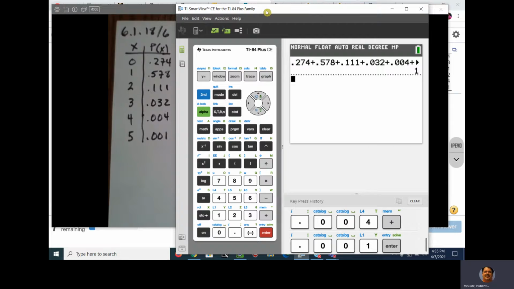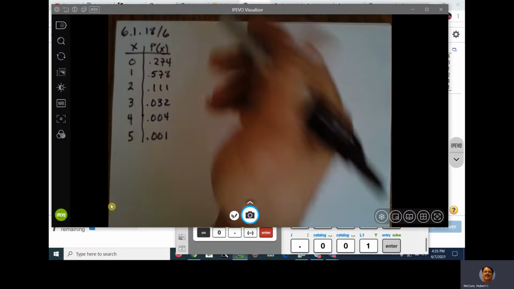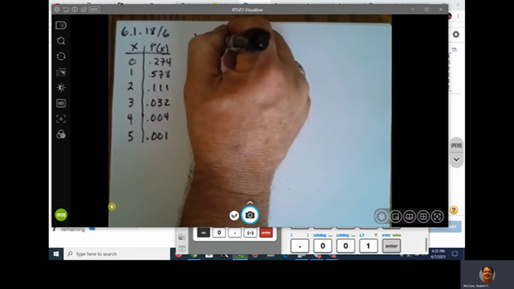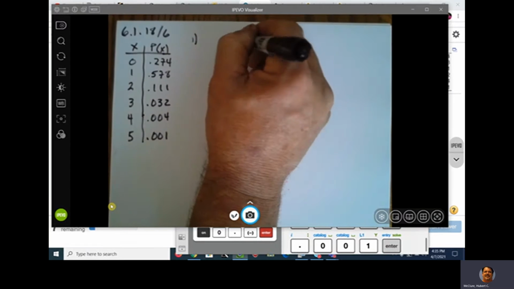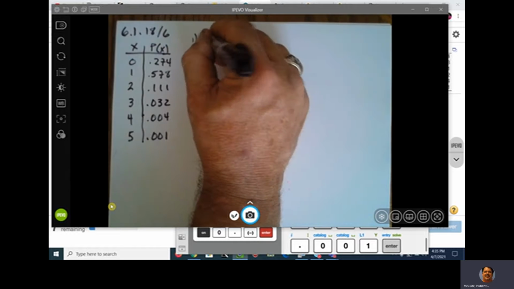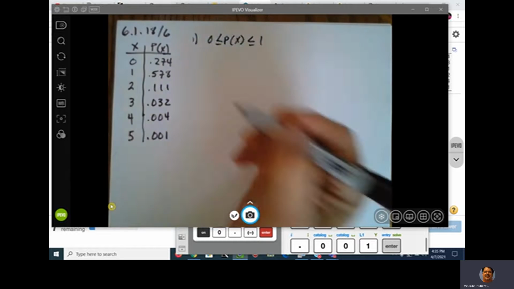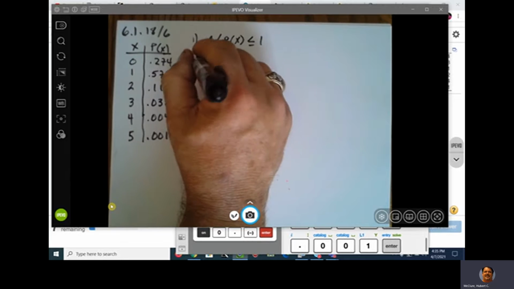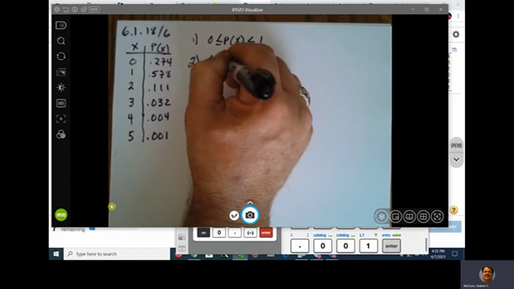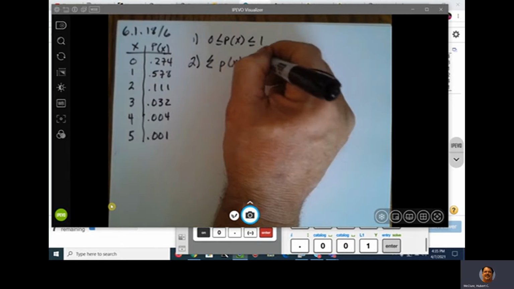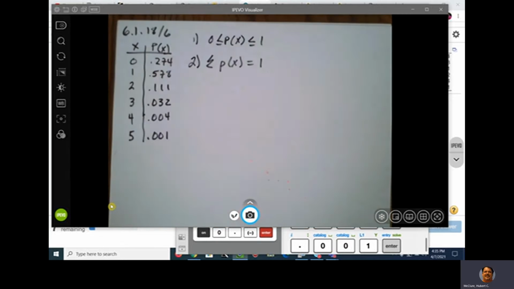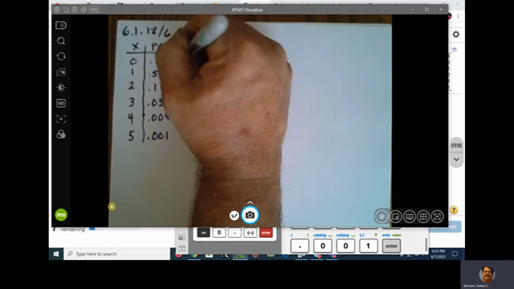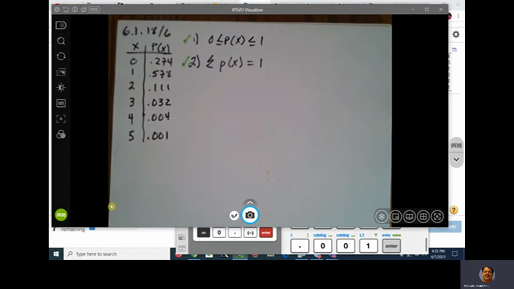Those 2 tests are the following. The first test, all the probabilities are between 0 and 1. The second test is if you add up all the probabilities, that's equal to 1. So both of those have been met. I'll take my handy dandy green highlighter, and that means this is a probability distribution.